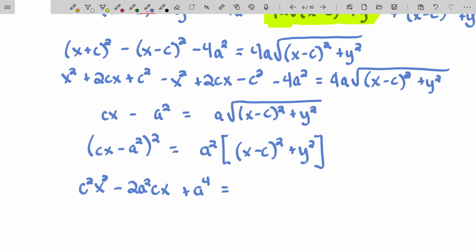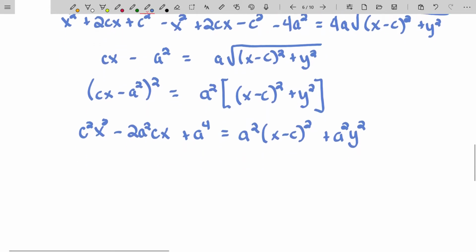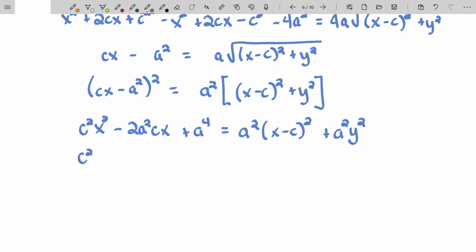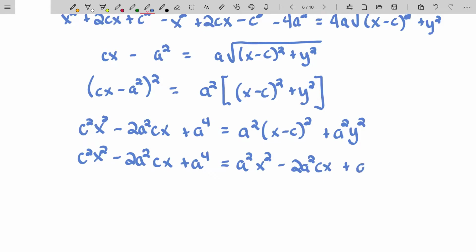Now notice we have a squareds everywhere here, right? So you get an a squared times (x minus c) squared plus a squared y squared. It's just a lot of a squareds. I'll go ahead and distribute things out on the right hand side. I'll keep the left hand side as is, because that might be useful in the long run. On the right hand side, I will get a squared x squared minus 2a squared cx, and then plus a squared c squared, and finally plus a squared y squared.